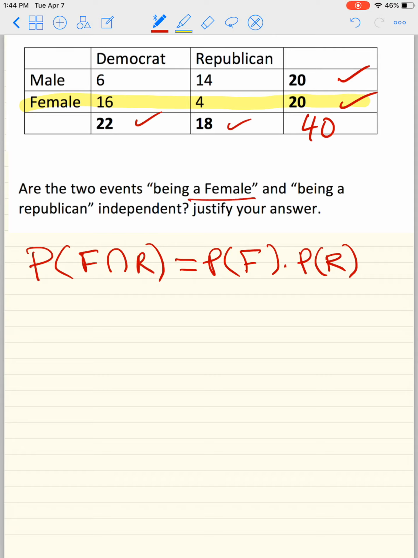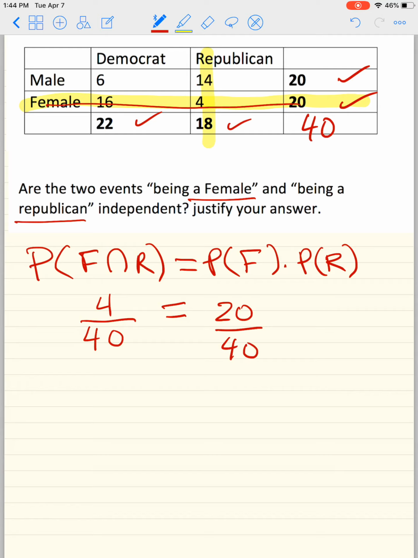I think I was still thinking about the science. So being a female and being a Republican. So you're going to go to female, and then you're going to go to Republican. And you're going to see where they intersect. Now, when it comes to a table, you're going to have to go up and down, left and right, and see where they cross. So they cross at 4. So it's 4 out of the total. Remember, it's always out of the total. Probability of female is going to be 20 out of 40. So that's this guy here.